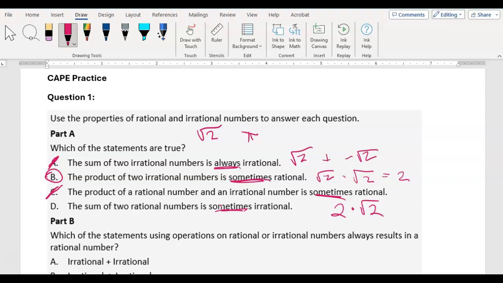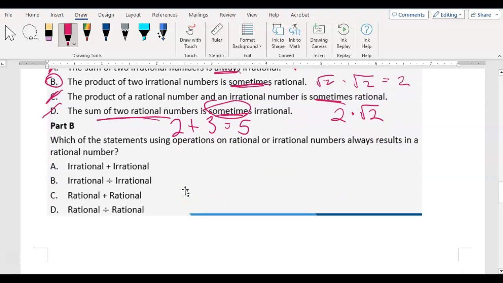The sum of two rational numbers is sometimes irrational. No, the sum of two rational numbers is always rational, right? 2 plus 3 is 5. That's a rational number. So the sum of rational numbers is always rational. That's where this is wrong, okay? So be careful with these sometimes and always ones, because you need to really read carefully. If you can think of a counterexample, then you need to correct it. In this case, it's not that it's sometimes irrational, it's never irrational. That's how we would make that correct. So B is our best answer.